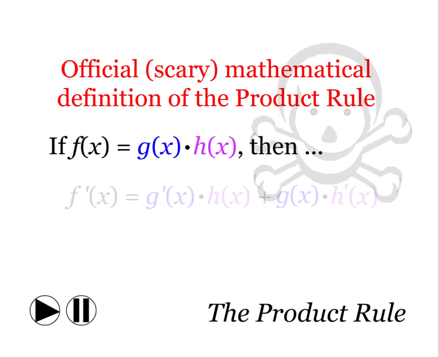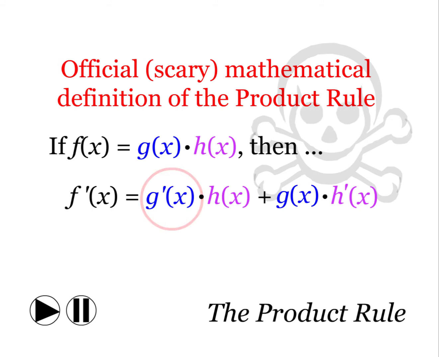Notice that f is made up of two variable expressions multiplied together. g of x is the first part, and h of x is the second part. To find f prime of x, we use the same process we did a second ago. We take the derivative of the first piece and multiply it by the second piece left alone. Then add the first piece left alone times the derivative of the second piece.